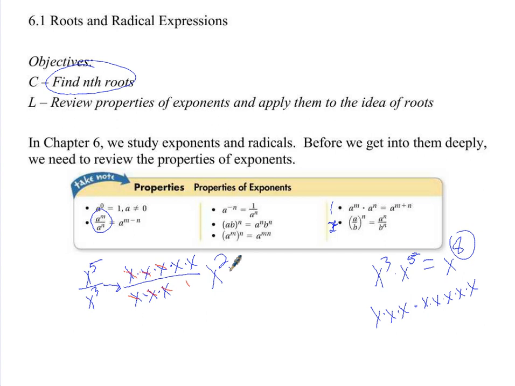So that's why this property right here, a to the m divided by a to the n, becomes a to the m minus n. You subtract the exponents. When you divide like bases, subtract the exponents.